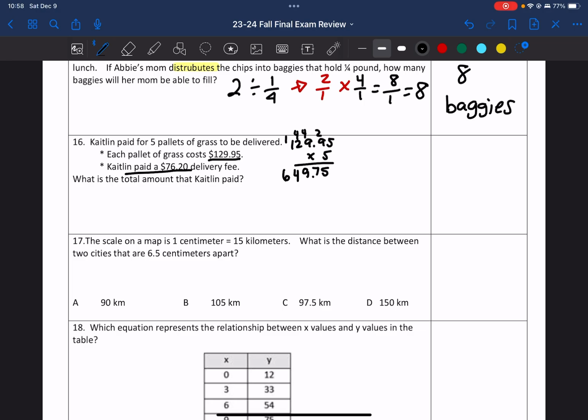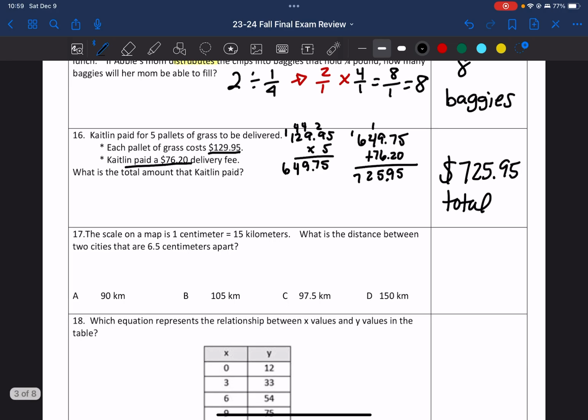She still has to pay the delivery fee. So let's add that to our subtotal. $649.75 plus 76.20. 5, 7, 8, 9, 15, 12, 7. So what she ends up paying is $725.95 total.